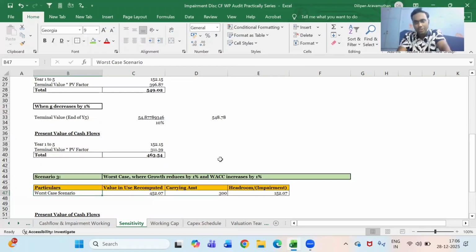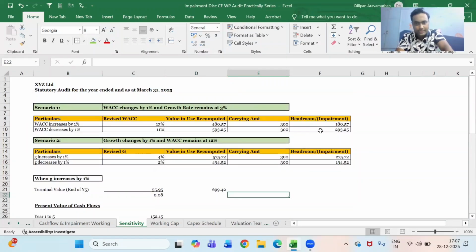First of all, why is it important to do sensitivity, sir? Because every single number which we saw was subject to an assumption, was subject to professional judgment. So if the number changes by even a slight percentage or a slight margin, look at the impact. For example, look at the headroom in this case, it's 152 crores. But look at the headroom in this case, it's 293 crores. We just made a slight change in the percentage, but even after a slight change in percentage, the impact on the headroom is significant. That is why we do something called sensitivity analysis.